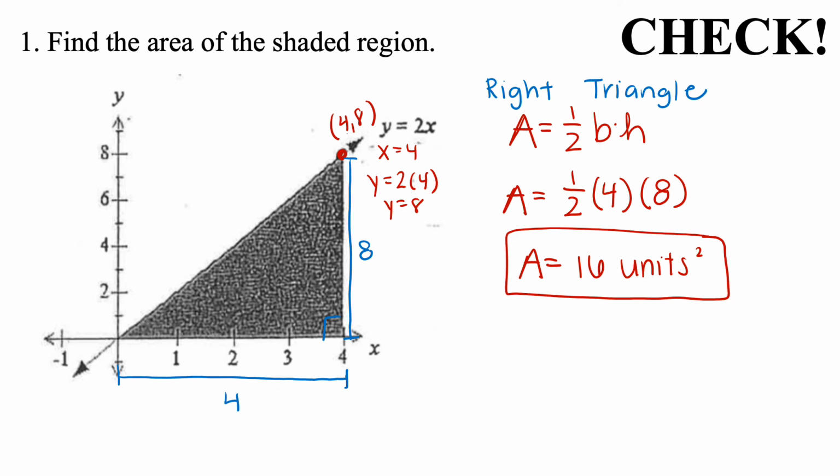Hopefully you recognize the shaded region as being a right triangle, and the area formula for a right triangle is 1/2 the base times the height. All you had to do was identify the length of the base and the length of the height in order to plug in. Using this point where your line y equals 2x intersects with the line x equals 4, you find the point (4, 8), which gave you your base as 4 and your height as 8. Plugging into your area equation, you should get your area of the shaded region as 16 units squared.